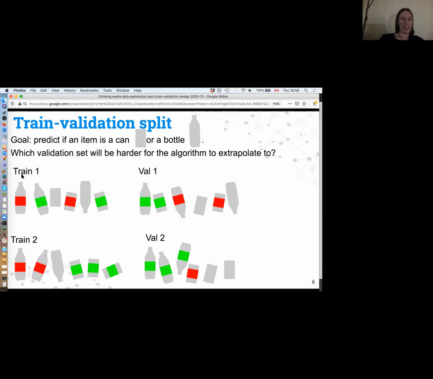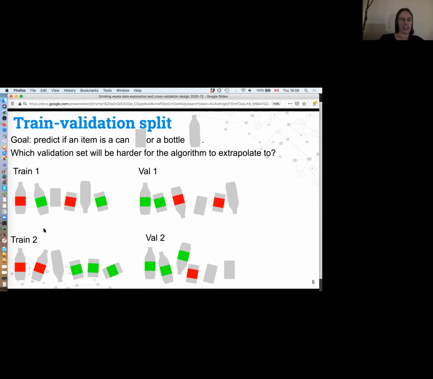So let's look at training set 1. There's a red bottle and a green bottle. And there's a gray bottle, and then there's also a gray can, a red can, and a green can. And in the validation set, there's a green bottle that's rotated a bit differently from the green bottle in the training set. There's also a green can, a red bottle, a gray can, a red can, and a gray bottle.